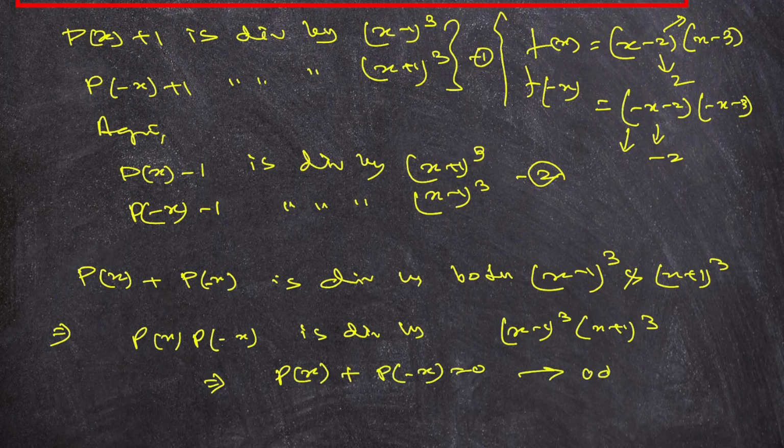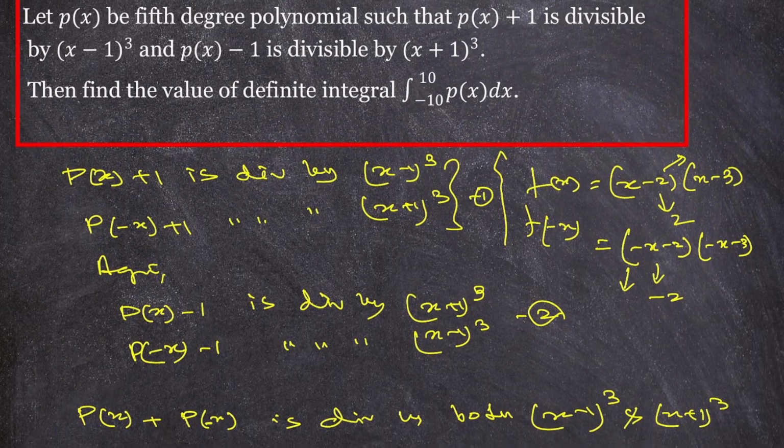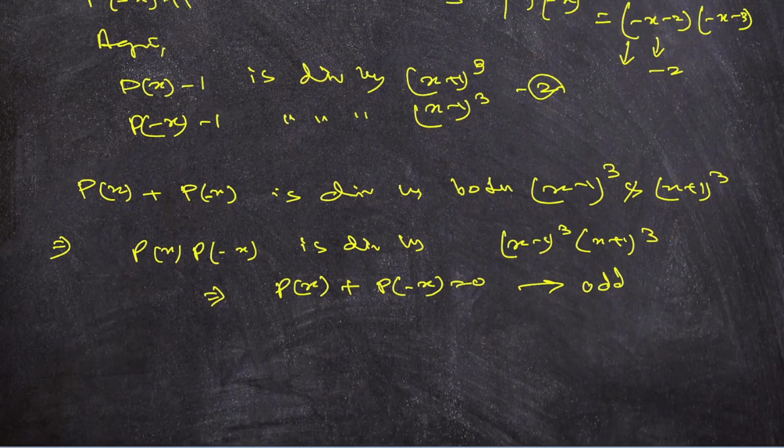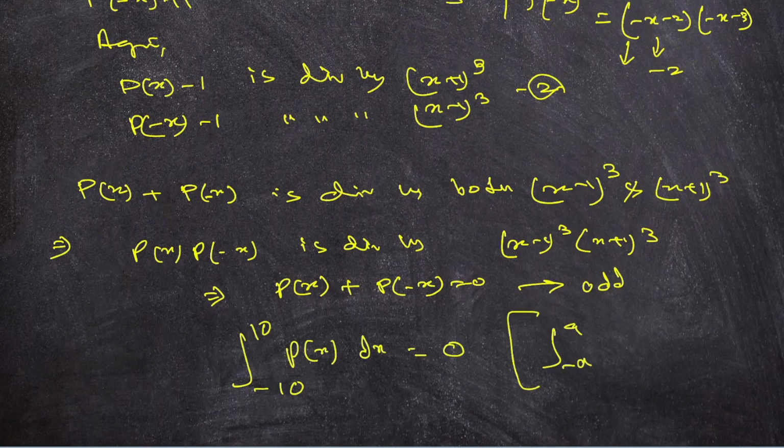So this is an odd function, and as we know, the integration of an odd function from minus a to a is coming to be 0. Therefore we can say here the integration from minus 10 to 10 of P(x) dx equal to 0. This is a property of the definite integral: the integral from minus a to a of f(x) dx equal to 0 if f(x) is an odd function. This is one way of explanation.